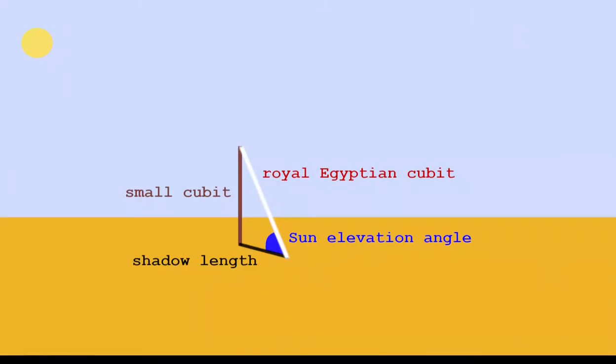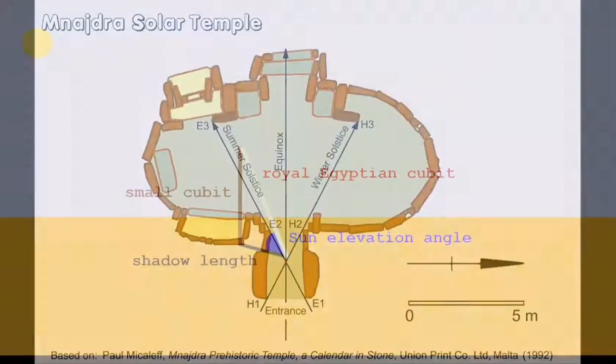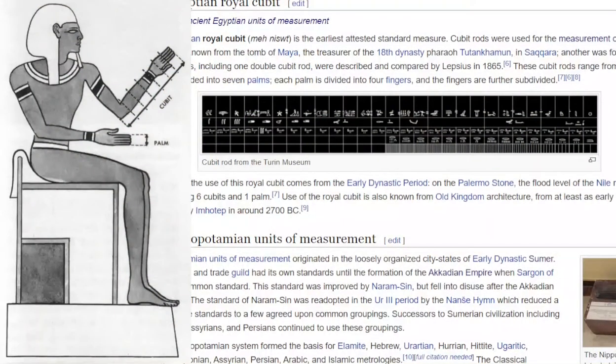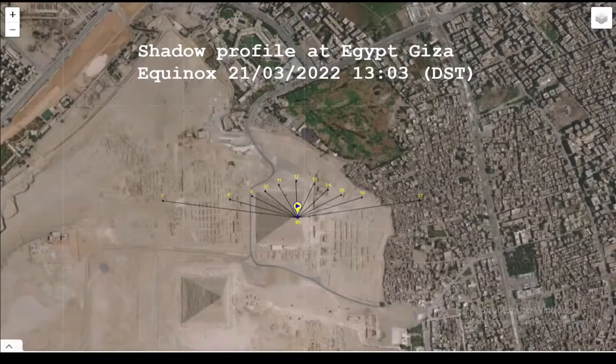So after watching this video, you will not wonder much why the third temple at Mnajdra, Malta is astronomically aligned with the rising sun during solstices and equinoxes. You will not wonder why ancient Egyptian cubit rods, that were found in various tombs, range from 52.35 to 52.92 centimeters, 20.61 to 20.83 inches.